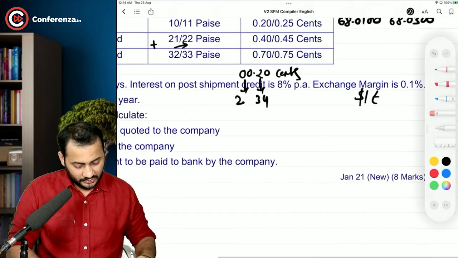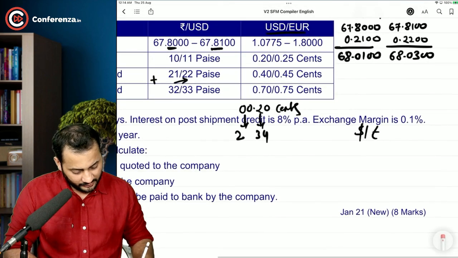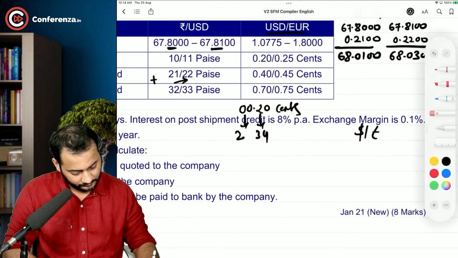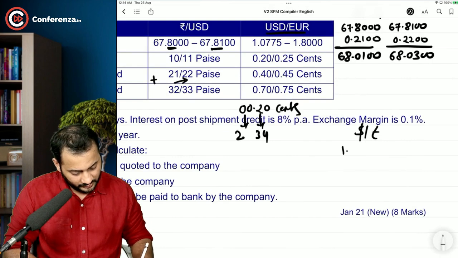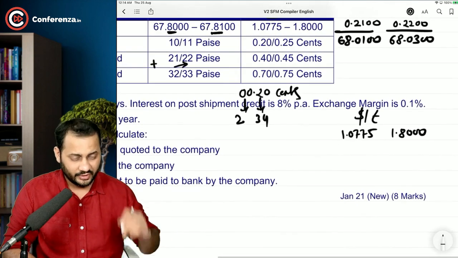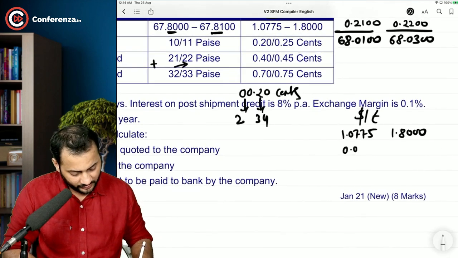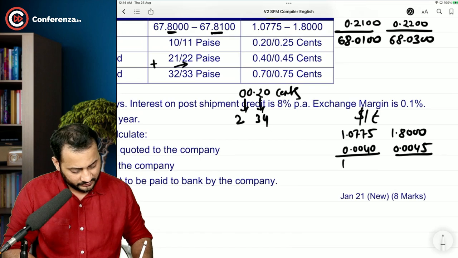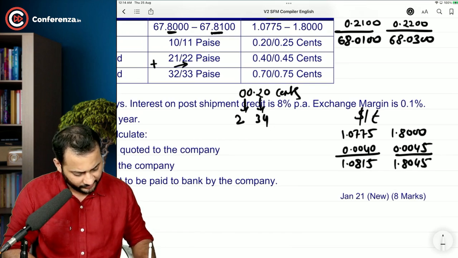Okay. Let me just write down now. 1.0775, 1.8000. Now 40 and 45 cents. I will write it like this: 0.0040 and 0.0045. Do you get that? This will be 1.0815 and this will be 1.8045.